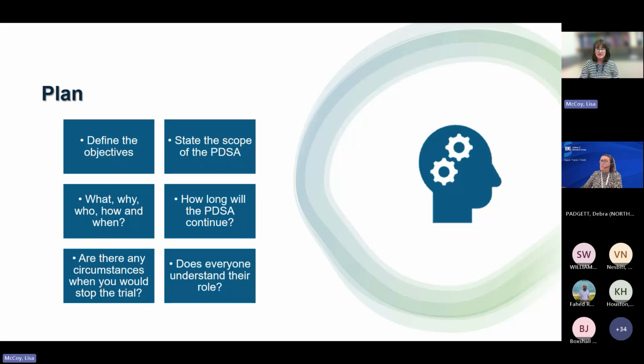It's also important in these projects to determine if everyone understands their role and the part they have to play in the project.